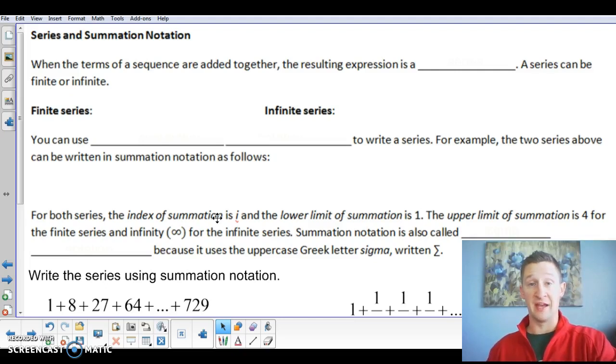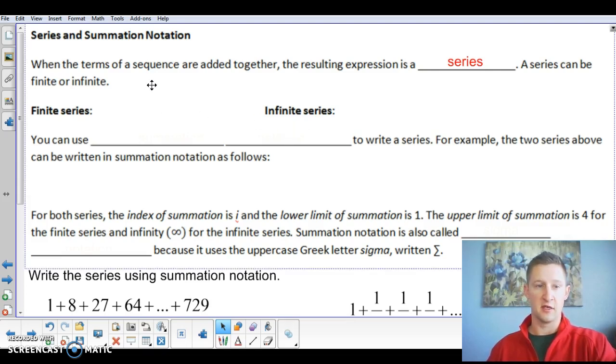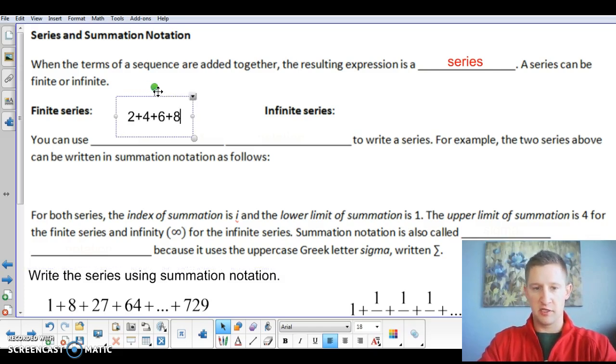In this video, we're going to be looking at series instead of sequence. So, definition: when the terms of a sequence are added together, the resulting expression is a series. A series can be finite or infinite. For example, a finite series might look something like this: 2 plus 4 plus 6 plus 8.